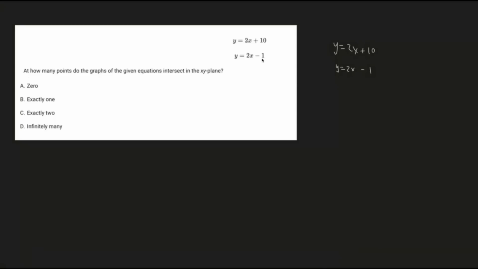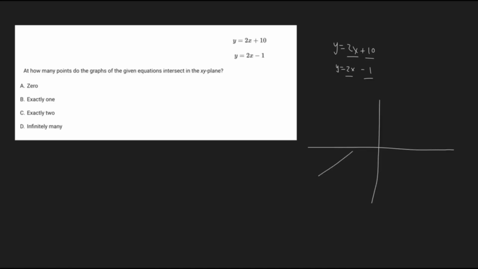How many points in the graphs of the given equations intersect in the xy plane? Well, we have the two equations on the right side. You can see they have the exact same slope, 2x, and then they have different y-intercepts. This one's plus 10 and this one's negative 1. So if you were to graph this, it would look like two parallel lines, right?